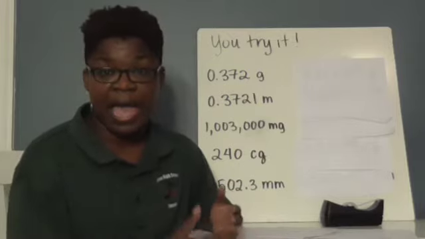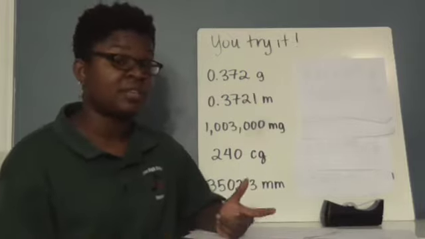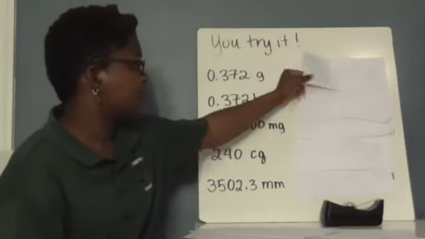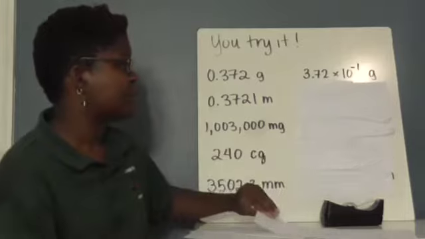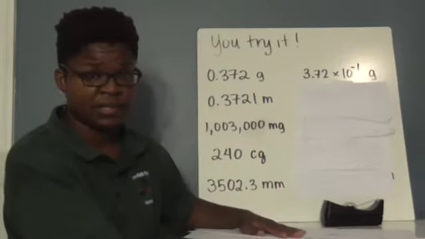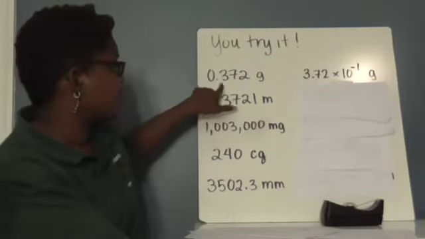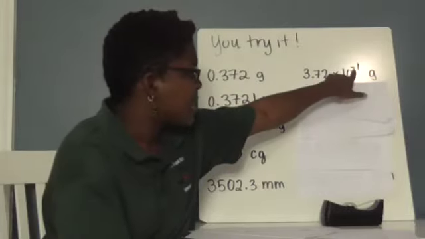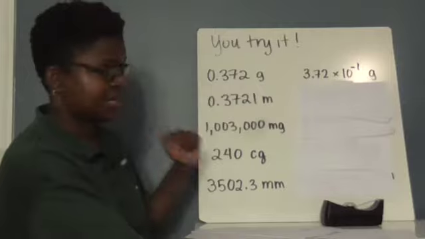So theoretically, you actually push pause, and I know there's going to be some of you that didn't, but hopefully you did. What you would have found is this first number is 3.72 times 10 to the negative 1 grams. Again, I'm only moving my decimal place one step. That's where the 1 comes from. And it's negative because this number is less than 1.